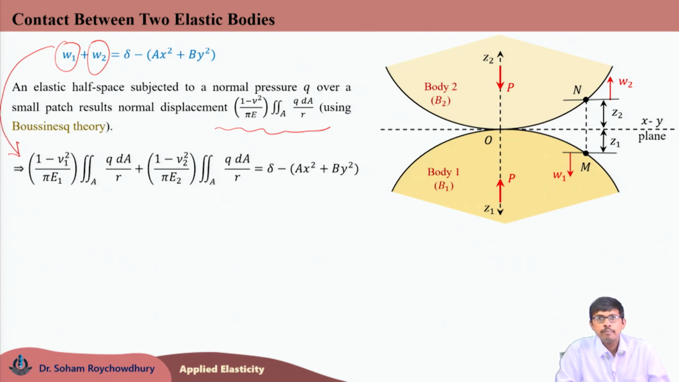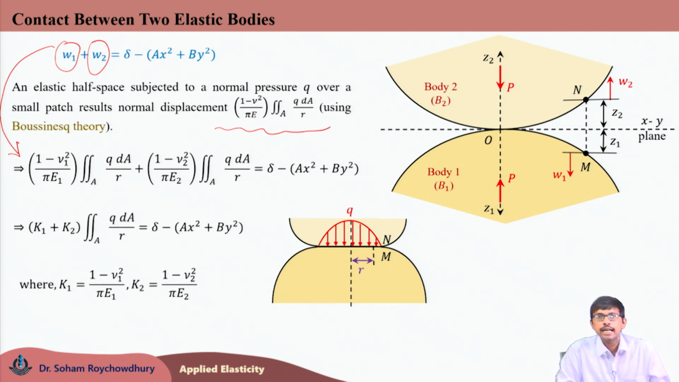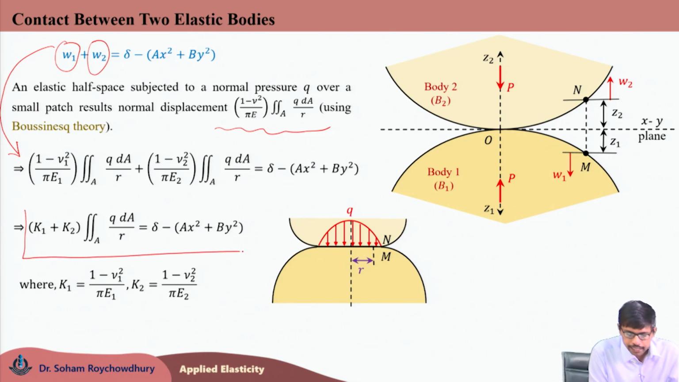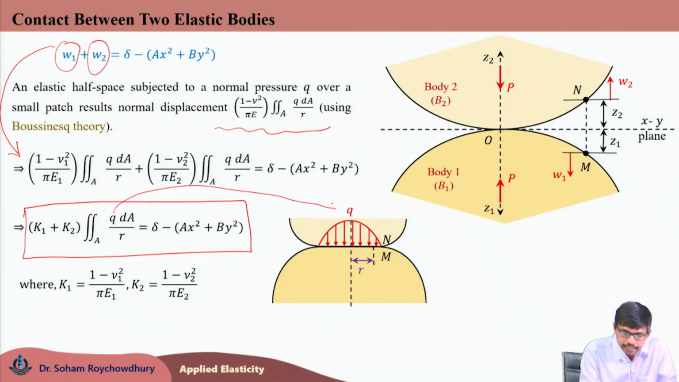And then (1 - nu1 square)/(pi E1) and (1 - nu2 square)/(pi E2), these two terms can be taken as two new constants k1 and k2 respectively, and hence the equation becomes (k1 + k2) times the area integral of q dA by r equals delta minus a x square plus b y square, where q is the contact pressure profile per intensity generated within the contact patch.